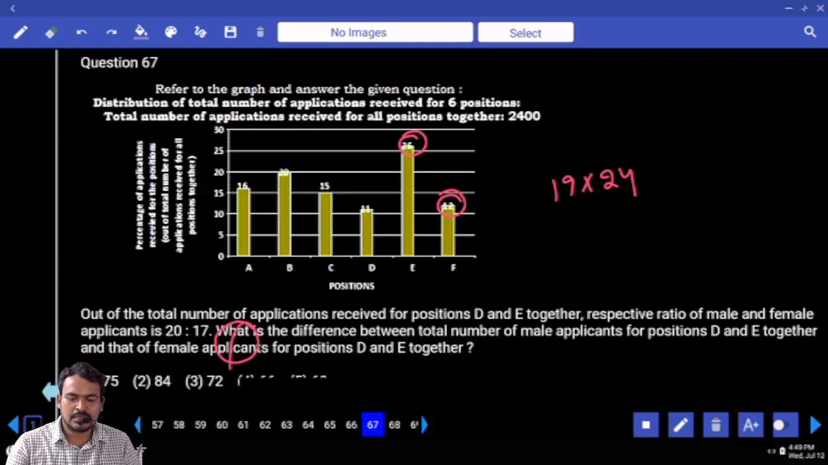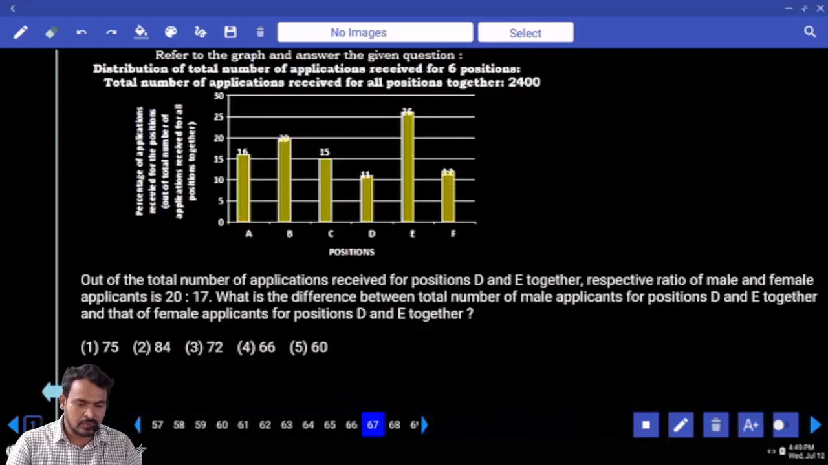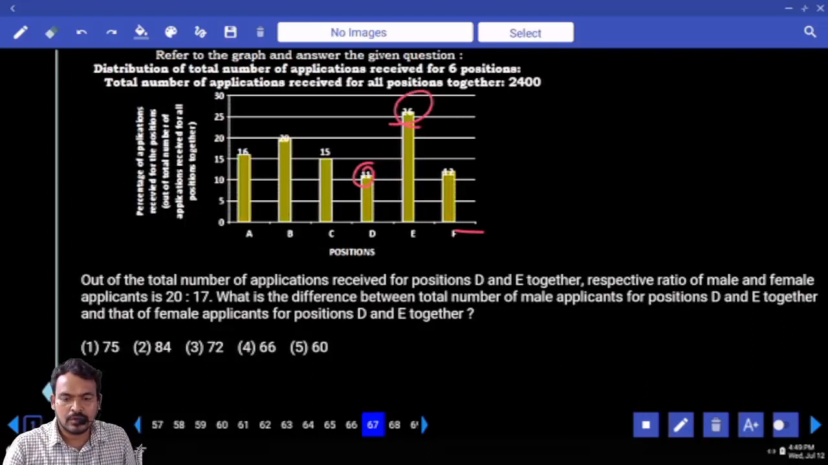Next question number 67. Out of the total number of applications received for positions D and E together, respective ratio of male and female applications is 20:17. What is the difference between the number of male applications for positions D and E and that of female applications for positions D and E? What is the D percentage? 11. E percentage? 26. Total it is 37.